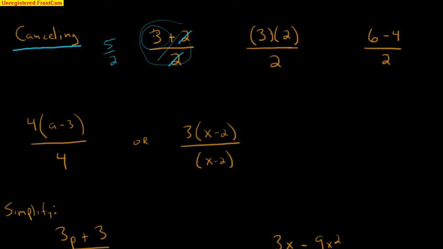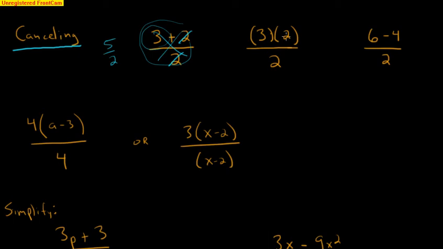We can't just cancel out 2's when we're adding. However, when we're multiplying, we can. If we're multiplying up here in the numerator, we can cancel these 2's out, and we can prove that.